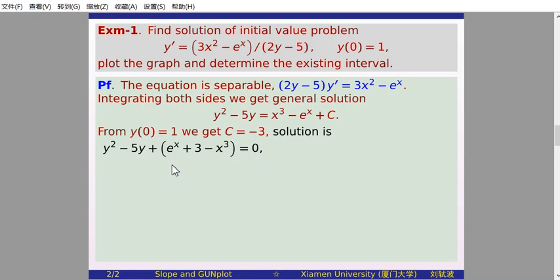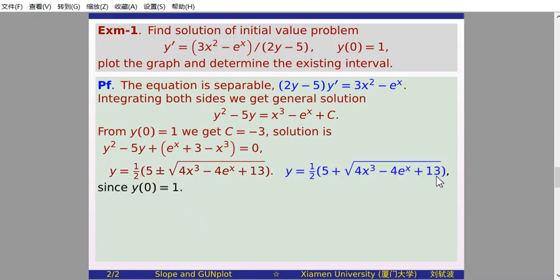This is a quadratic equation in y, so we can solve for y using the famous formula to see that y will have two roots, corresponding to positive and negative. Taking the initial value condition into account, we need to take the positive side. Therefore, our final answer for the solution of the initial value problem is given by this blue formula.